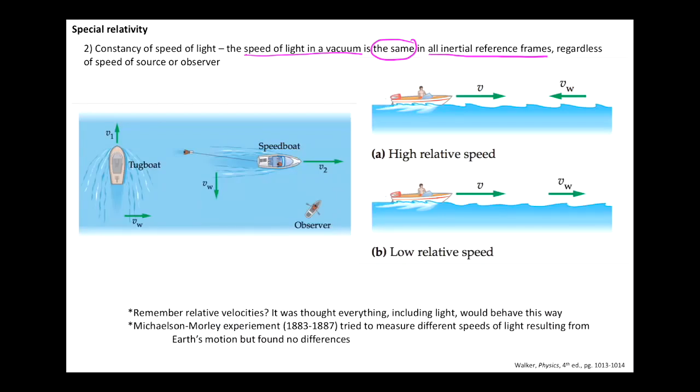So it doesn't matter whether the thing that's emitting the light is moving. It doesn't matter if the person receiving the light is moving. As long as both of those reference frames are moving at a constant velocity, they're not accelerating, they should measure the exact same speed for light. And of course, we know that to be 3 times 10 to the 8th meters per second in a vacuum.